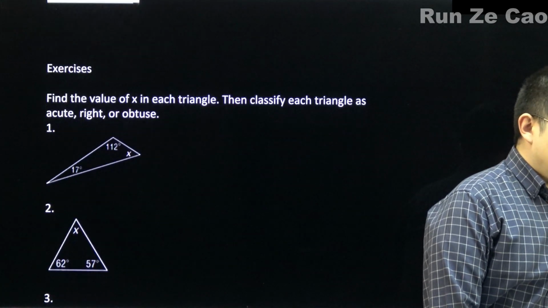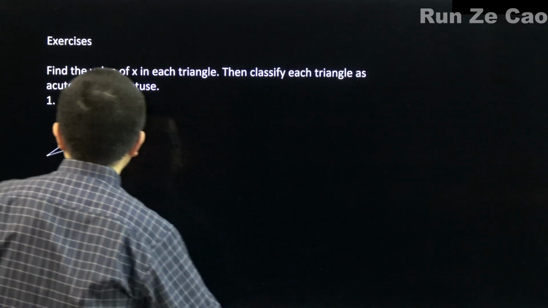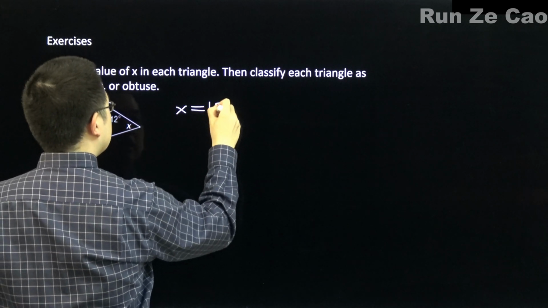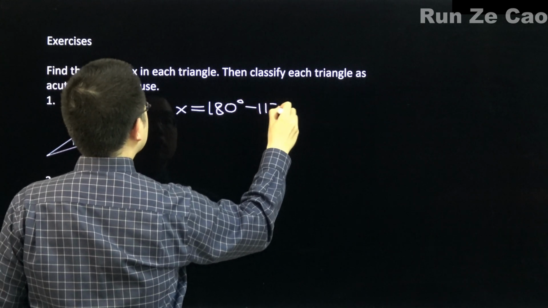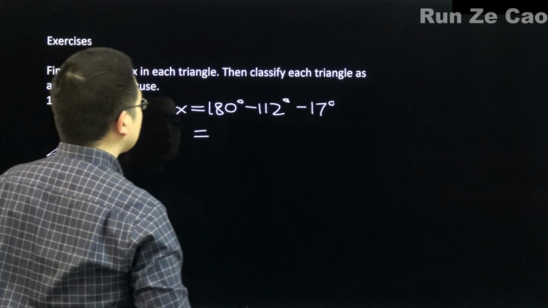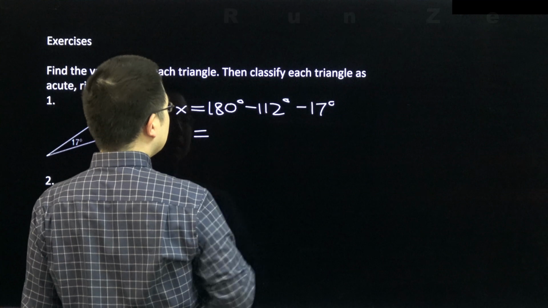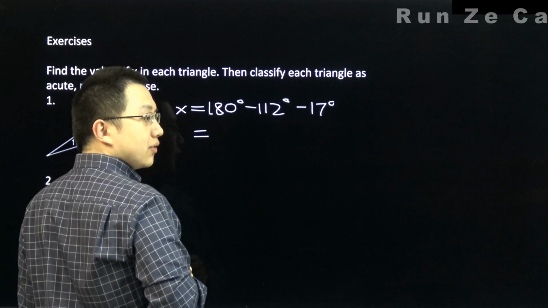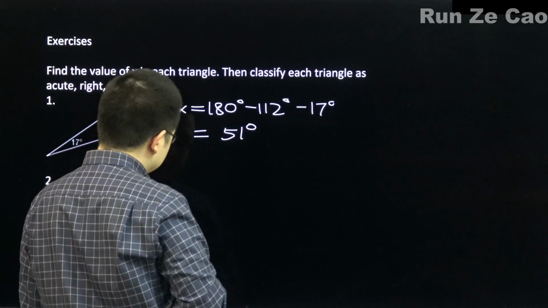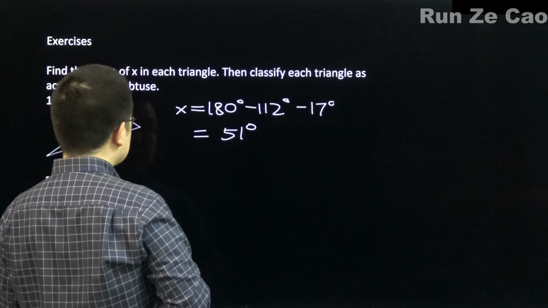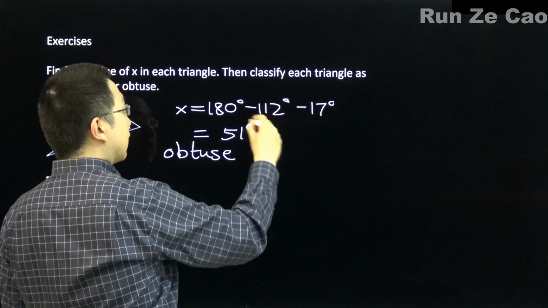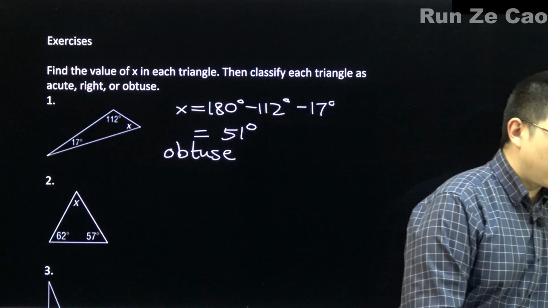Let's do some exercises. Find the value of x in each triangle. Then classify each triangle as acute, right, or obtuse. Well, here, x is equal to 180 degrees minus 112 degrees minus 17 degrees. That means we're looking at 68 degrees minus 17 degrees, which is 61 degrees minus 10, or 51 degrees. Okay, this is obtuse because there's an angle that's greater than 90 degrees in it, the 112.